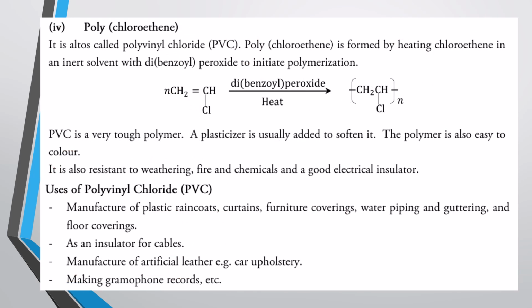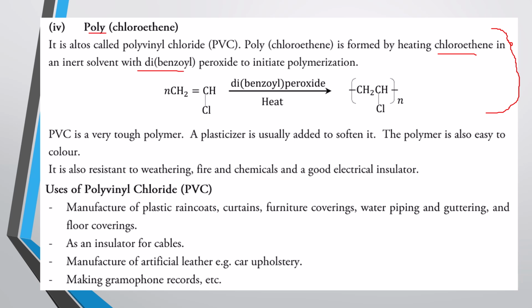So now looking at the other item, we are going to look at polyvinyl chloride. Like I said, this is also very common, especially as it is mainly set by UNEB examination bodies. So polyvinyl chloride is also called polychloroethene. Polychloroethene is formed simply by heating chloroethene in an inert solvent with dibenzoyl peroxide as the initiator during this polymerization.